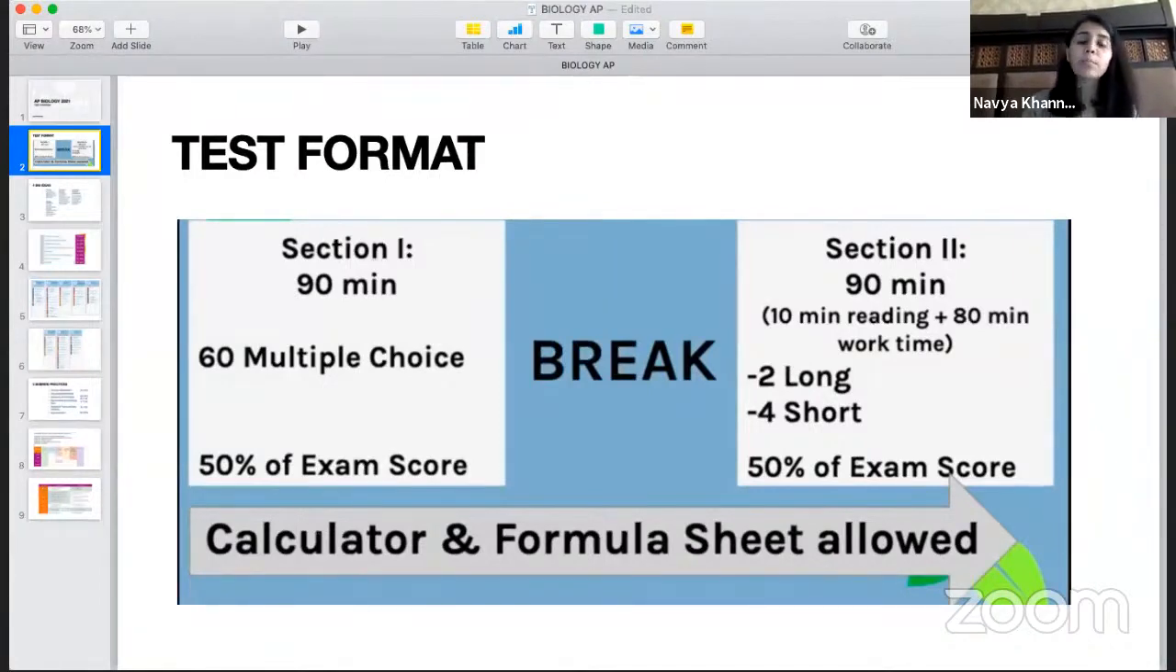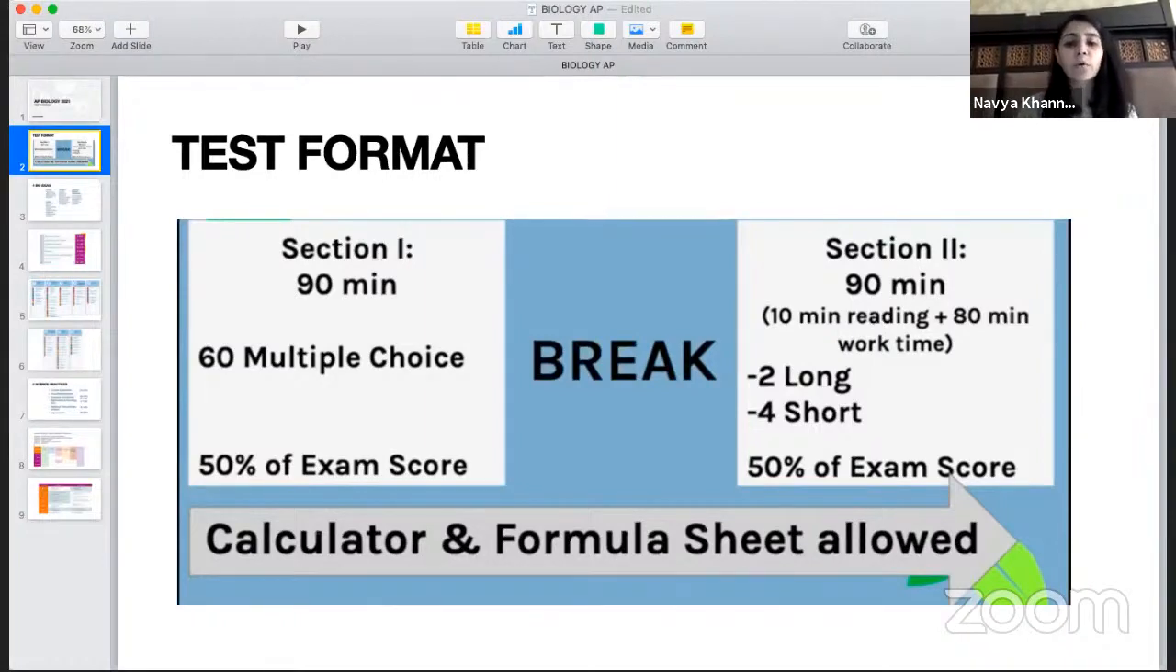Both the sections in biology are divided equally, be it in terms of time or in terms of scores. So we have to focus as much on MCQ techniques, solving and being able to get the MCQs right, versus also being able to do a free response question correctly.